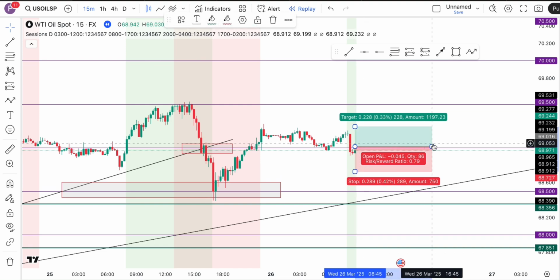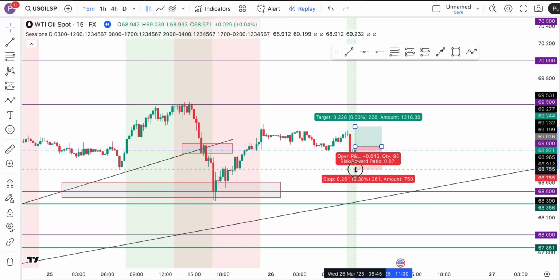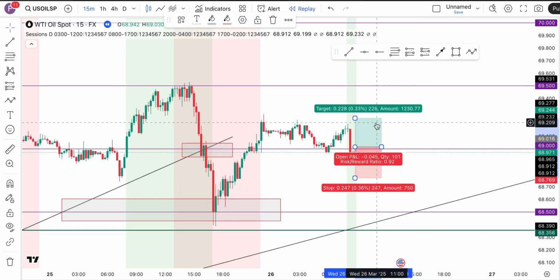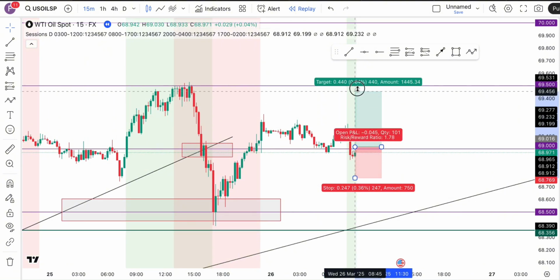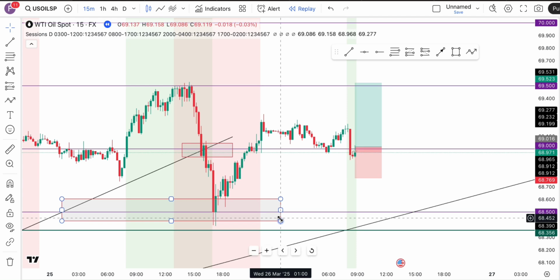So for US oil, I love 25 pips. I keep it at a 25 pips stop loss because US oil is very volatile. You don't want to joke around. And I target just 1 to 2 risk to reward.